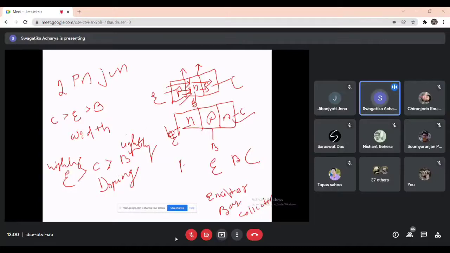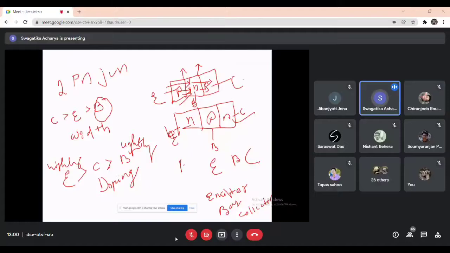Right, it is lightly doped, and in width also it has the very minimum value, which means the base is a very thin layer. Width is less and doping is less, right? So it is very lightly doped as well as very thin, so it will pass whatever injected charge carriers are coming from the emitter side towards the collector.